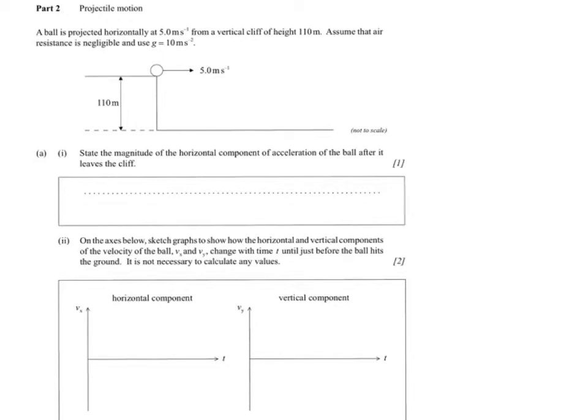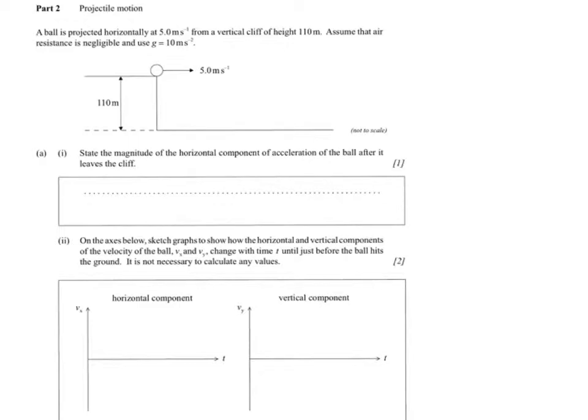So this is a problem involving our SUVAT equations. It says a ball is projected horizontally at 5 meters per second from a vertical cliff of height 110 meters. Assume that air resistance is negligible and use gravity to be 10 meters per second squared.